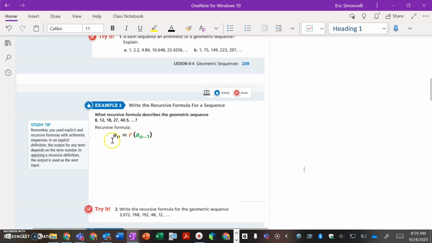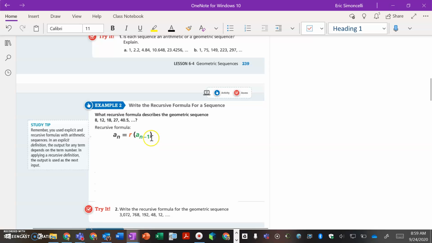With regards to what we see, we've got a sub n. This is any random term that you want to call on. Let's say you want to look at the 4th term. So a sub 4 would be 27. According to the formula, a sub 4 is equal to the common ratio times a sub n minus 1. What's a sub n minus 1? It would be a sub 4 minus 1, or the 3rd term. So if this number is 27, this number would be 18.